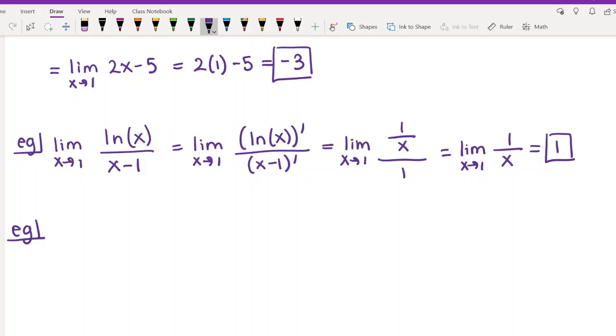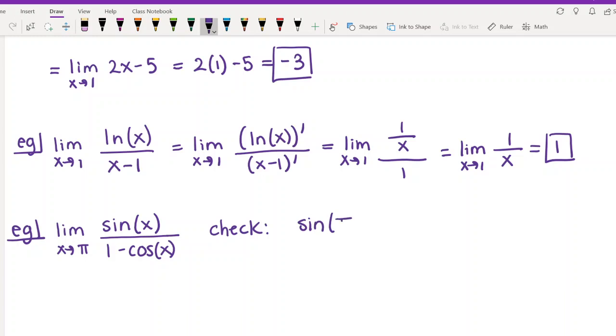So here we go. All right, so let's say we're trying to take the limit as x approaches pi of sine of x over 1 minus cosine of x. As we said on the other ones, you always first want to check whether this is actually a L'Hopital's problem or not. So what would we get if we were to try to plug in pi? We would have sine of pi in the numerator, and we would have 1 minus cosine of pi in the denominator.